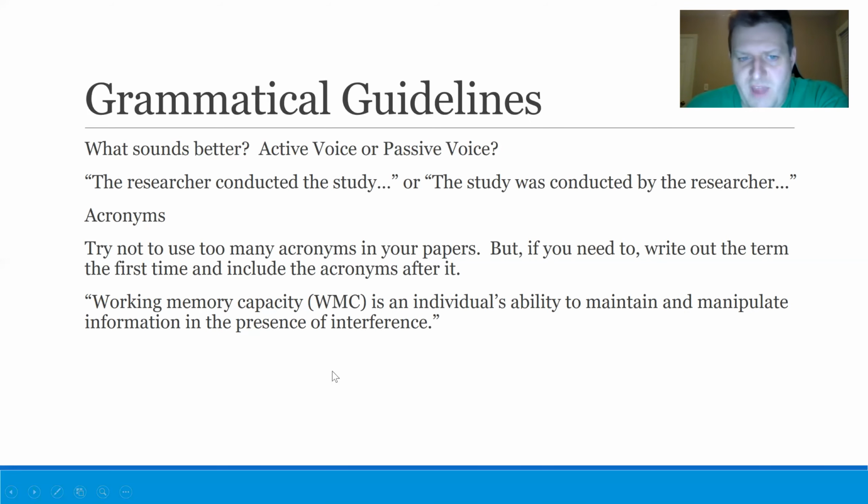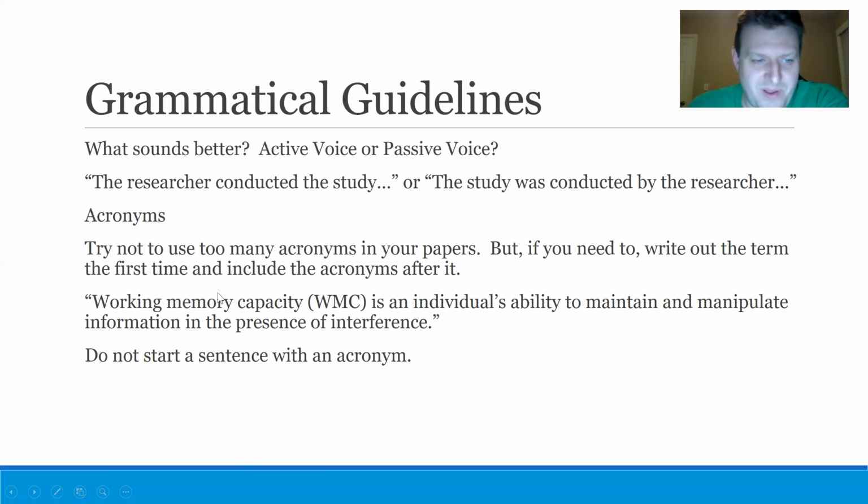And the first time you use an acronym, as I mentioned here, you might say working memory capacity. You write it out the first time and then include the acronym here in parentheses and then use the acronym later on in the paper. You never start a sentence with the acronym. You have to find a way to not start a sentence with that acronym.